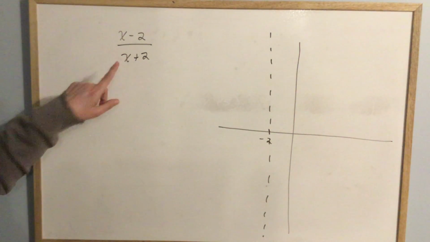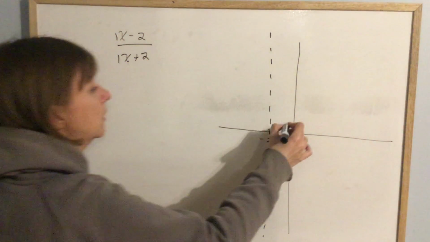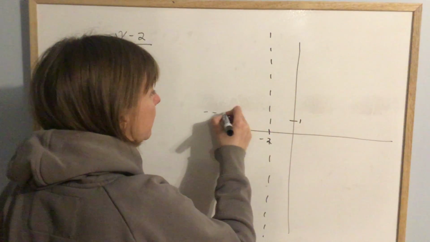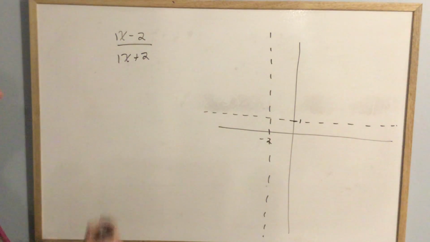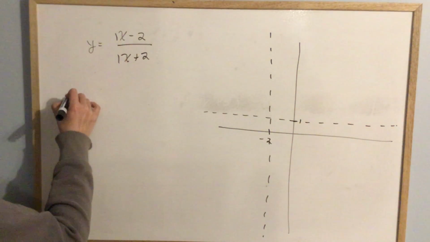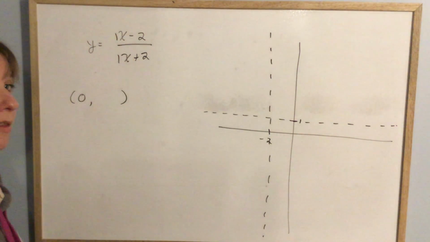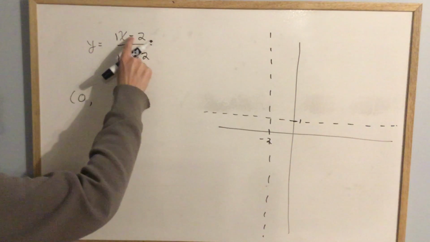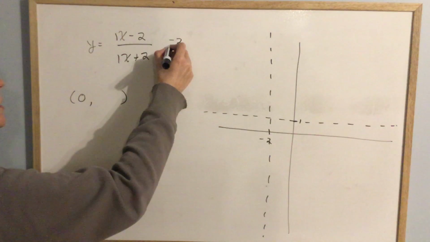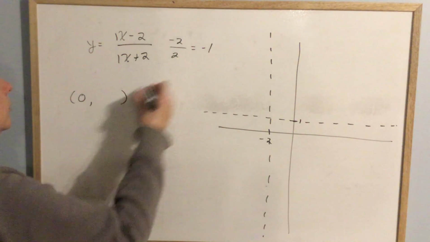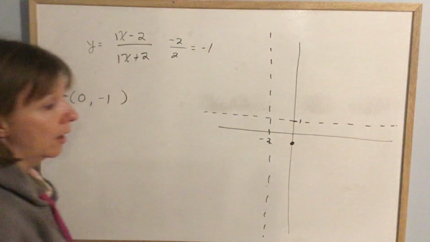Because the degree on the top and the degree on the bottom are the same, that would be 1 over 1. We have a horizontal asymptote where y is equal to 1. I'm going to talk about intercepts here as well. If my x is 0, what's my y? If my x is 0, I have 0 take away 2, which would be -2, and I have 0 plus 2, which would be +2, which gives me -1. So at 0, I have a point at -1.